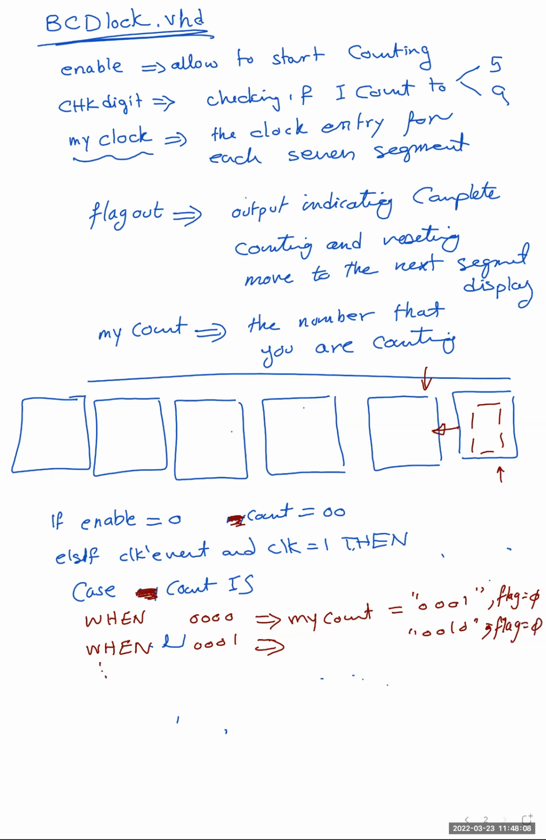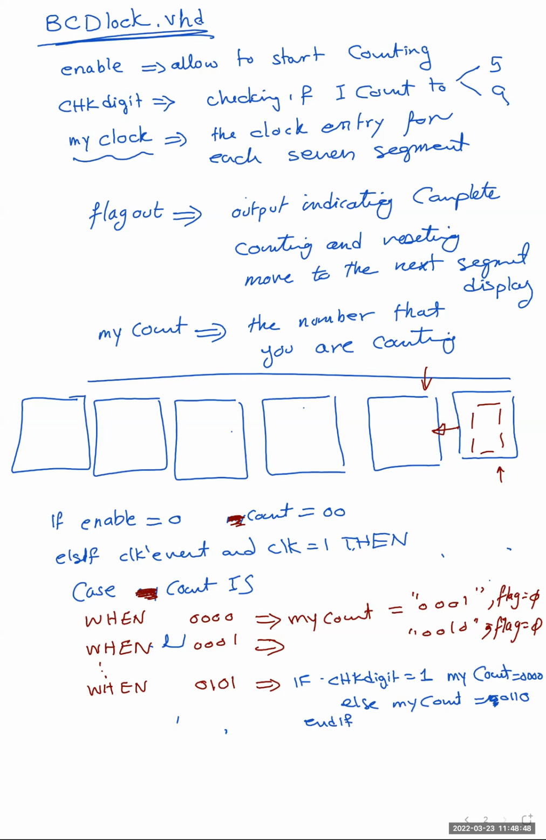Okay, and then I keep counting until I reach the number 5. So once I reach the number 5, now I'm going to do an IF statement. I'm going to say that if my check digit is equal to 1, then my count is going to go back to 0. Else my count will just move forward to 6. So it will just behave regularly. And you end your IF.